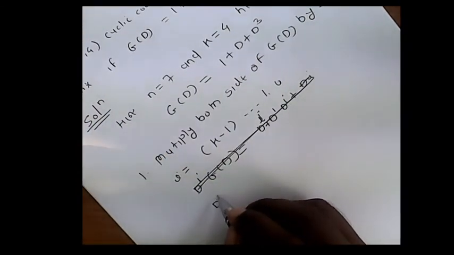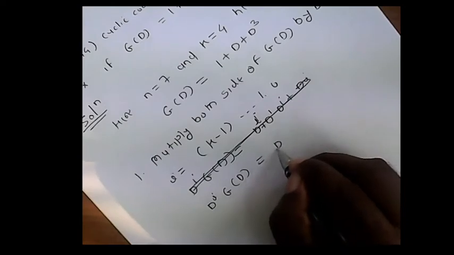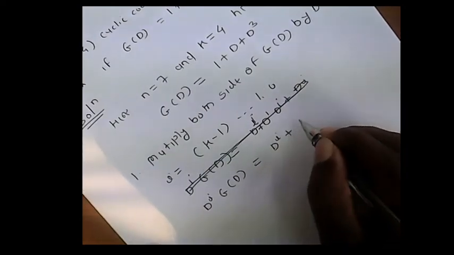Then we can write down again. So we can multiply both sides of the generator polynomial by d raised to power i. So d raised to power i into g(d) gives d raised to power i plus d raised to power i plus 1, d raised to power q plus i. So this is equation number 1.